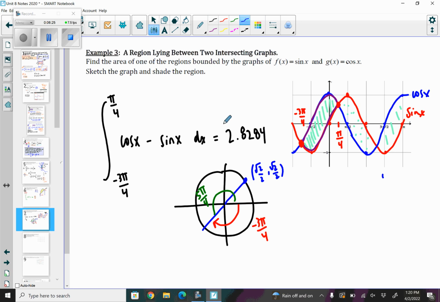If you don't get that and you are certain you plugged it in correctly, make sure your calculator is in radians. Have a good rest of your day. Whenever you watch this, let me know if you have questions.